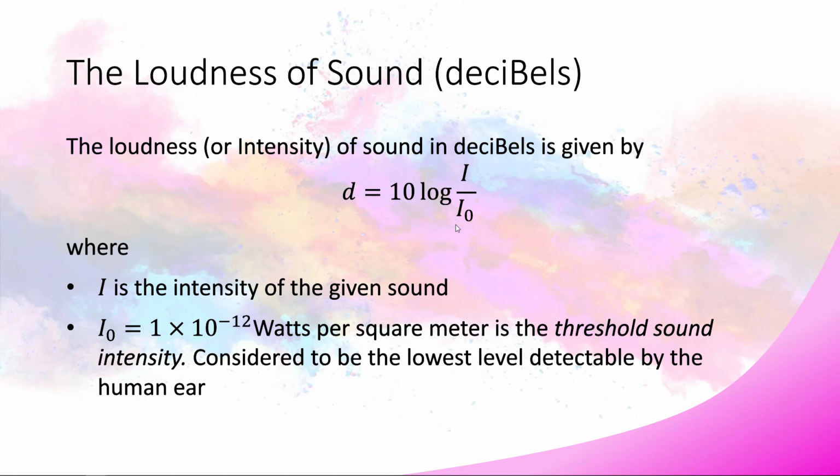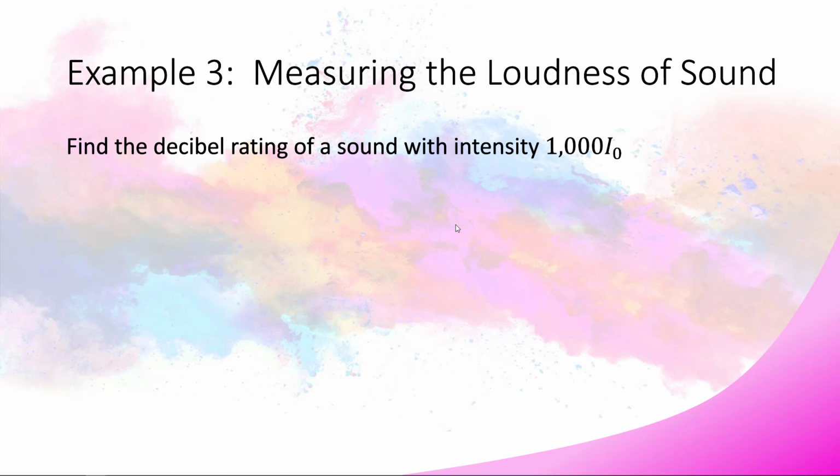So one of the problems that you're going to see in your homework is this. Find the decibel rating of a sound with intensity of 1,000 times I sub 0. Fortunately, this is already expressed in terms of the threshold sound intensity. All we need to do is substitute this for I. So we're going to have D is equal to 10 times the common log, or sometimes we'll say log base 10, of 1,000 times I sub 0, and of course that's going to be divided by I sub 0. Conveniently, these cancel. We will have 10 times the common log of 1,000.